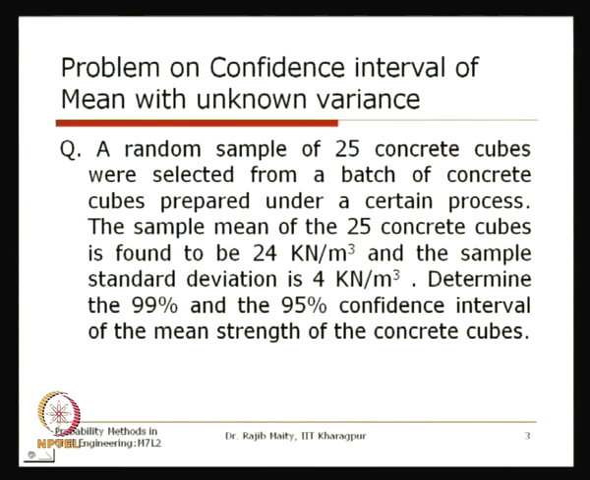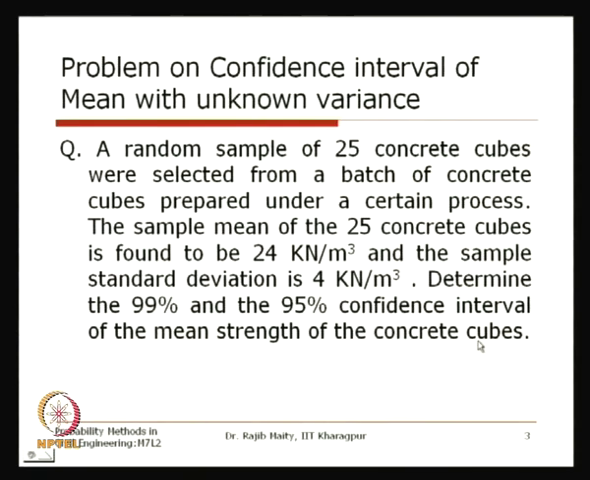A random sample of 25 concrete cubes was selected from a batch of concrete cubes prepared under a certain process. The sample mean of the 25 concrete cubes is found to be 24 kilonewton per meter cube, and the sample standard deviation is 4 kilonewton per meter cube. Determine the 99% and 95% confidence interval of the mean strength of this concrete cube. So this is the mean density of these concrete cubes.